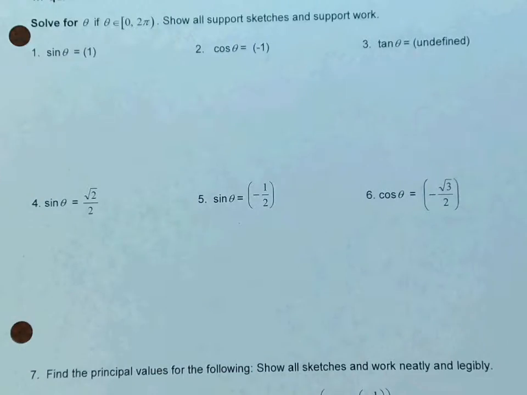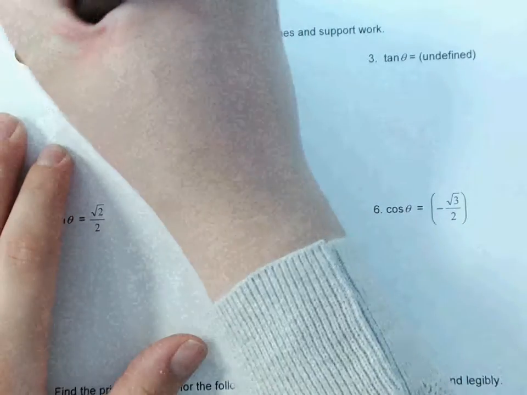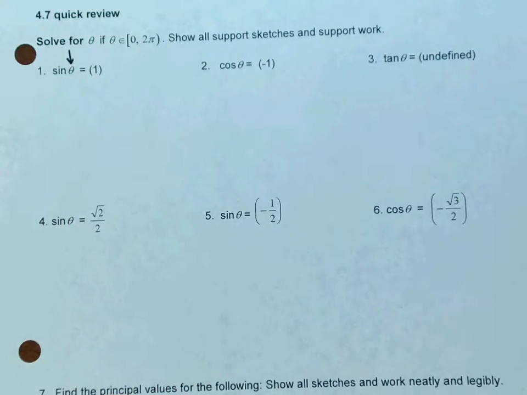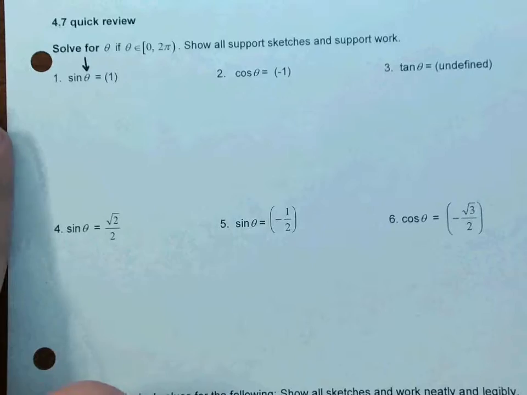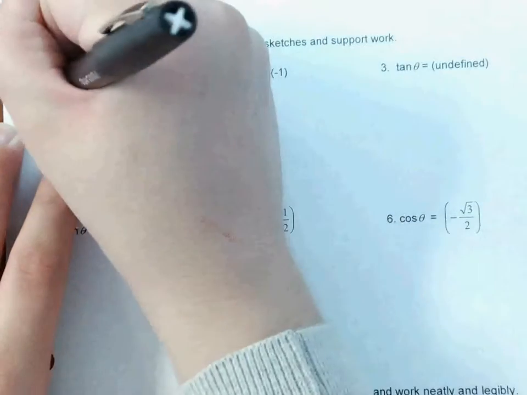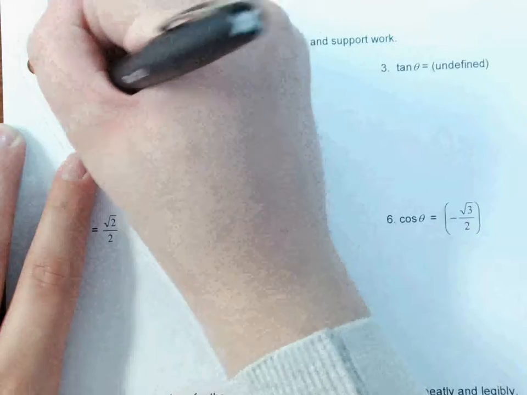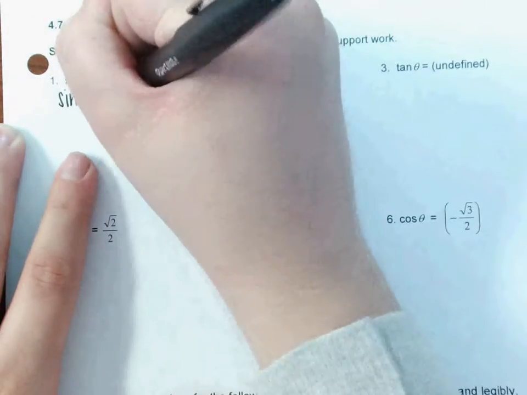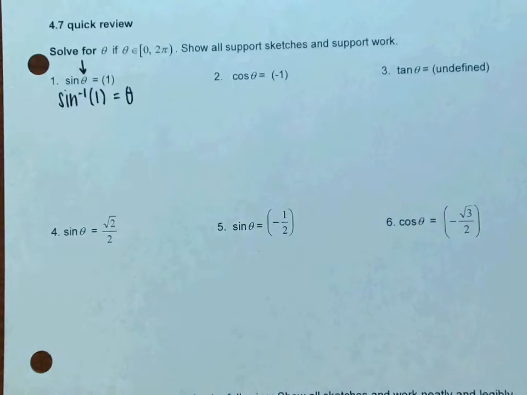So sine theta equals 1. That means we are looking for theta, the angle. I am not going to write it every time in the inverse, but this is the same thing as if we wrote it as sine to the negative 1 power of 1 equals theta. The inverse is just a way to find your angle. You're given the ratio, you want to find the angle.